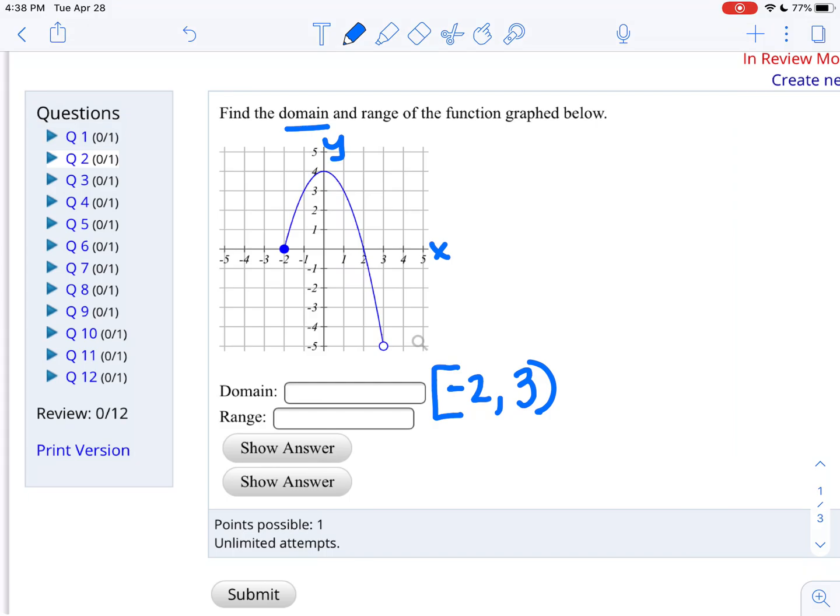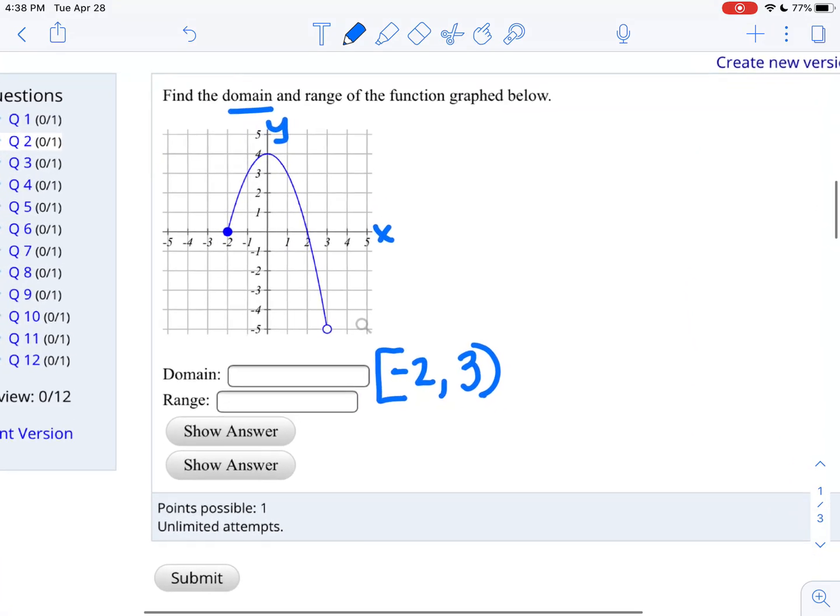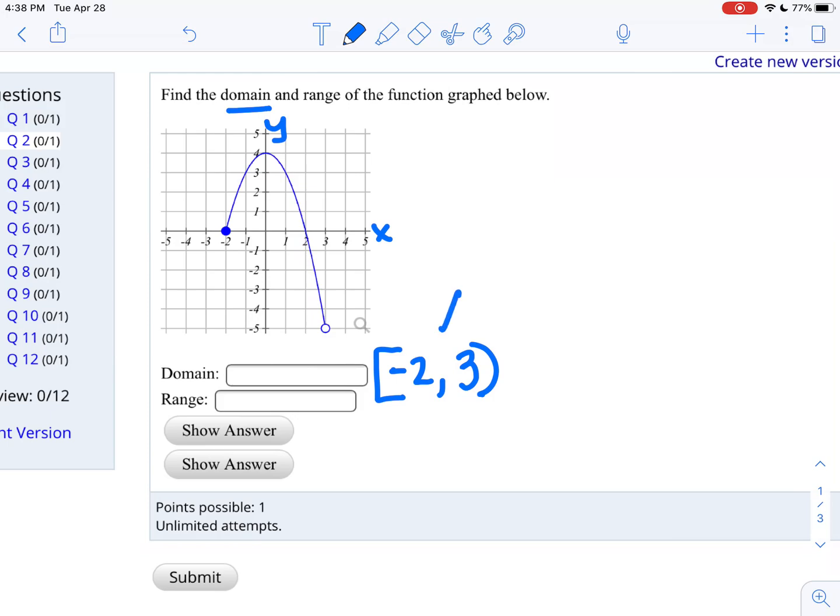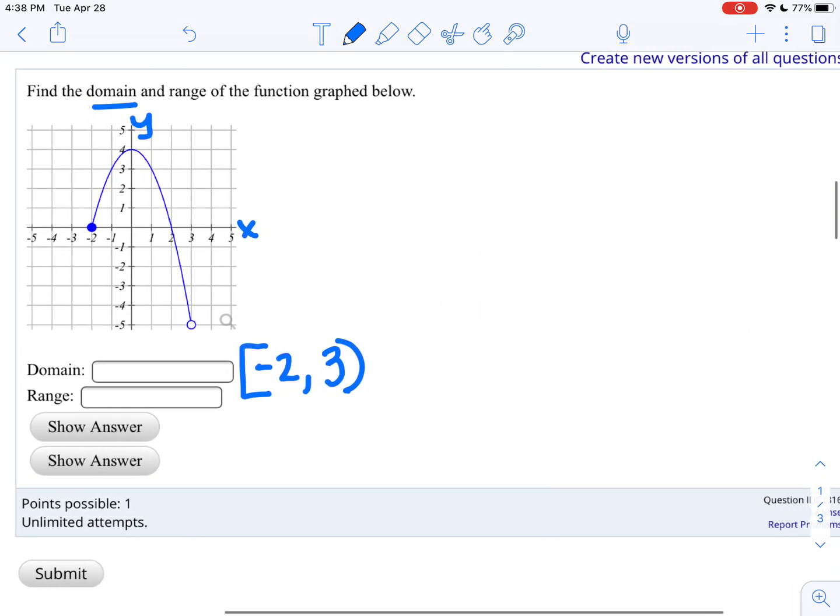Now, if you want to write it in inequality notation, this is interval notation, and the reason I'm showing you both is because I'm not sure what MyOpenMath wants. So if they want inequality, you're going to do this. Okay, your domain is x, right? So I'm going to put an x in the middle. I'm going to put it from least to greatest. So we found out that it goes from -2 to 3, and I need to figure out my inequality signs.